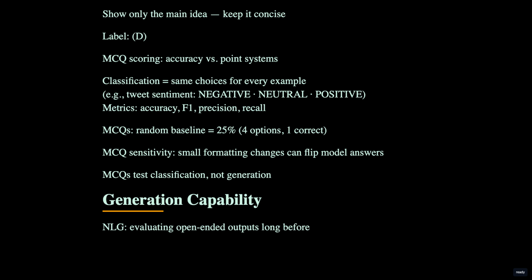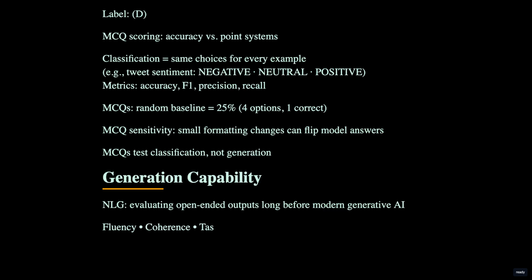Long before the term generative AI became common, NLP researchers were tackling the problem of evaluating open-ended text outputs. That subfield is called natural language generation, NLG, and for decades it has developed metrics and methods for tasks like translation, summarization, and paraphrasing. We judge generated text first by fluency.